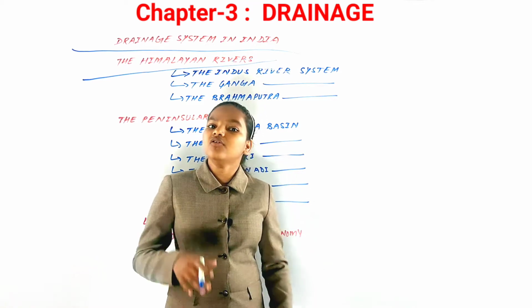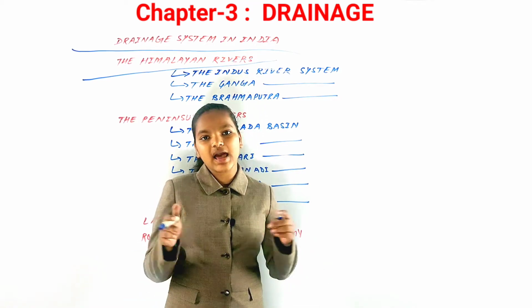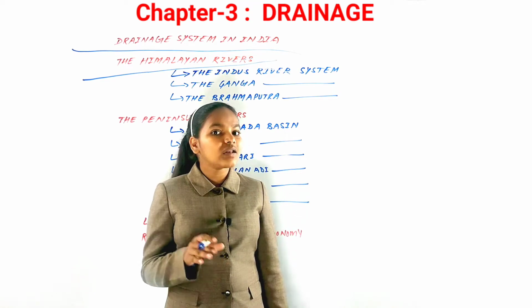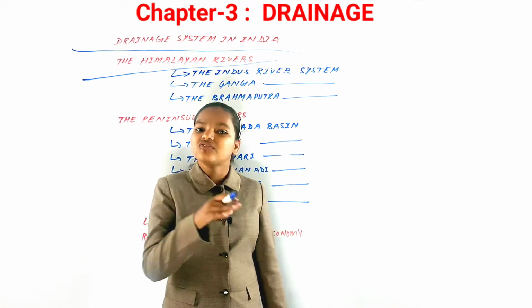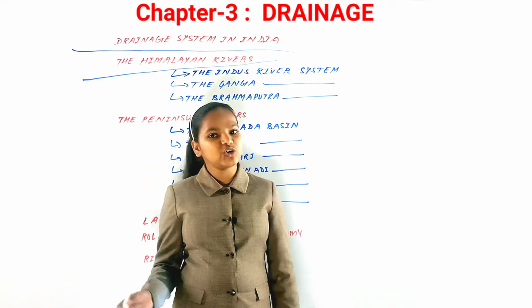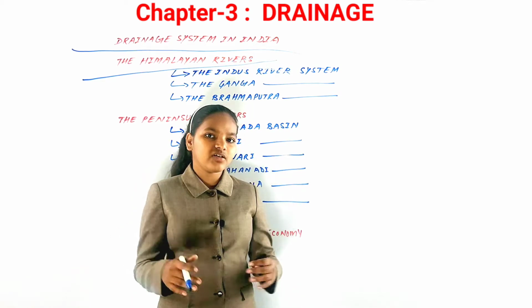And you know that most of the Peninsular rivers don't make any kind of deltas, and those are known as estuaries because they just discharge straight into the ocean or sea. So that is the difference between them.